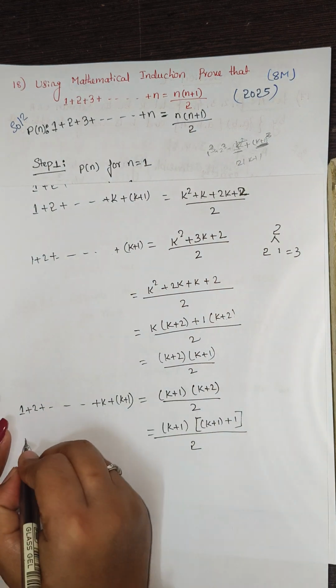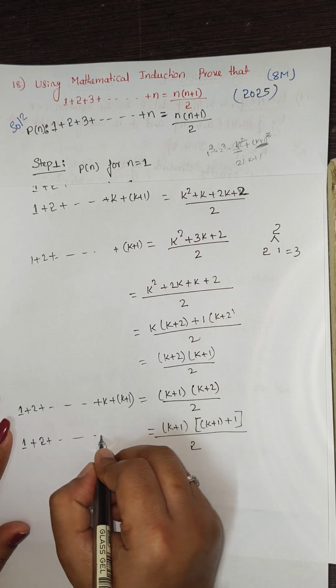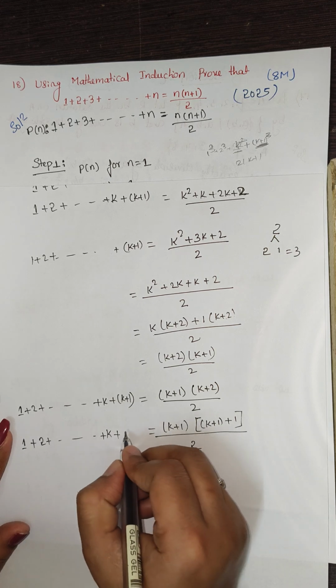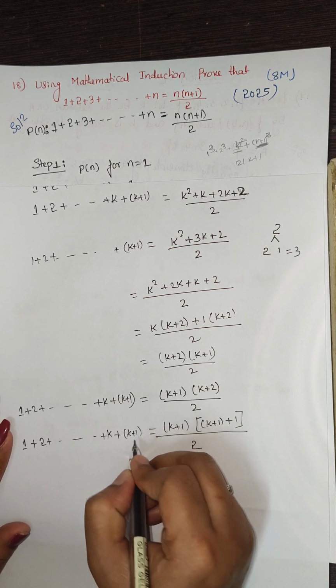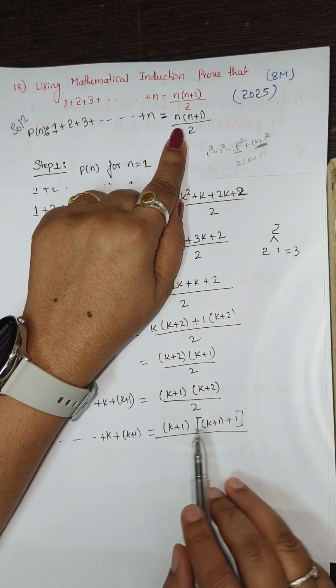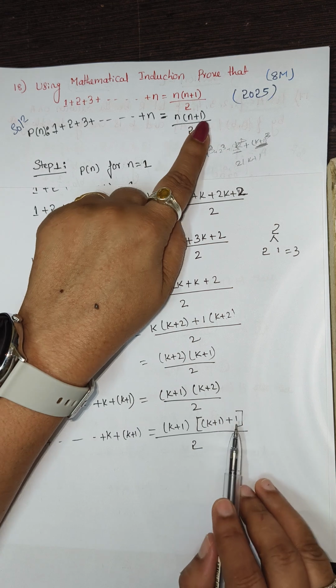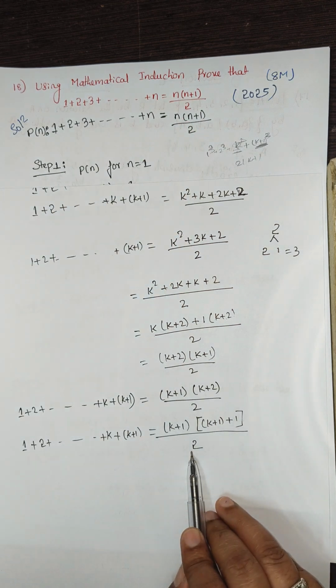Therefore, P of k plus 1 is also true. Hence we proved here. See here, we got the same as our statement, with n equals k plus 1. Here also n equals k plus 1, plus 1, divided by 2. Hence it's proved.